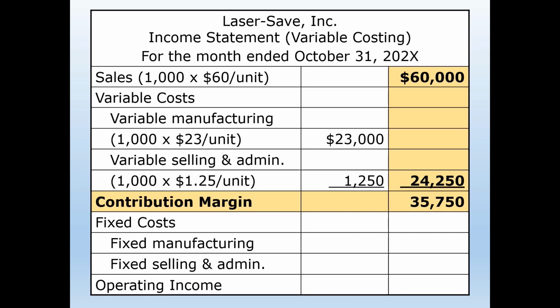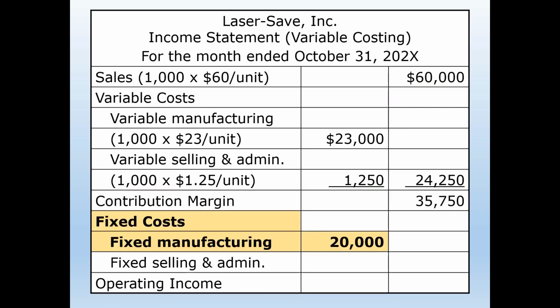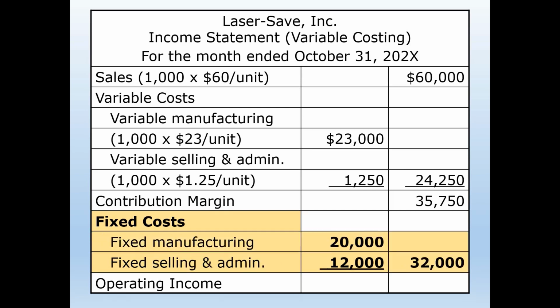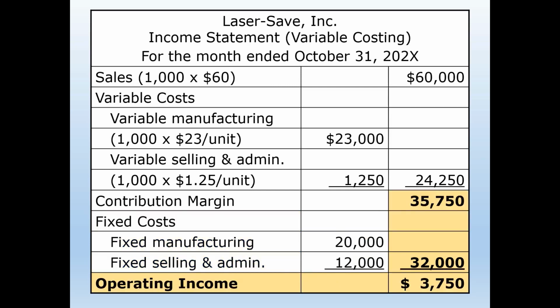But remember, the firm doesn't get to keep all of the contribution margin. You still have to cover the $20,000 of fixed manufacturing and the $12,000 of fixed selling and administrative. Add those together, subtract it from the total contribution margin, and we get operating income for October under variable costing.